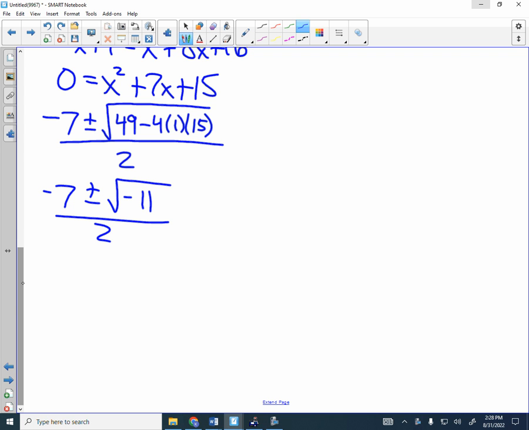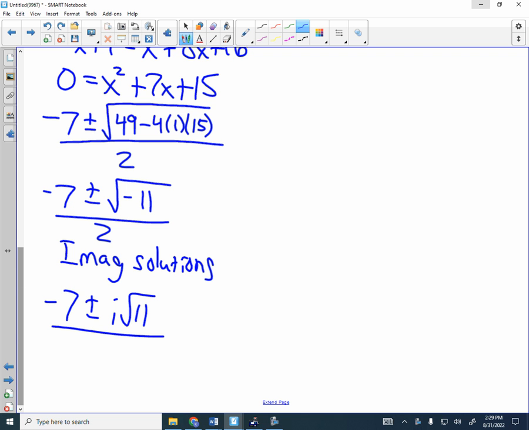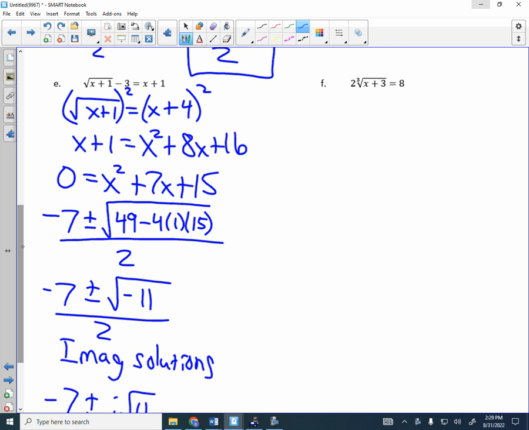Because it's early in the year, I will accept this as an answer. You could also say imaginary solutions or non-real solutions. You could also say in this scenario negative 7 plus or minus i roots of 11 over 2. Now, in chapter 3, this is the only answer that I will accept, but we're not to chapter 3 yet. So as long as you recognize you have a negative or call it imaginary something, that'll be fine. If you don't handle the i correctly, I'm okay with that. Is that good? All right, last one for the day.